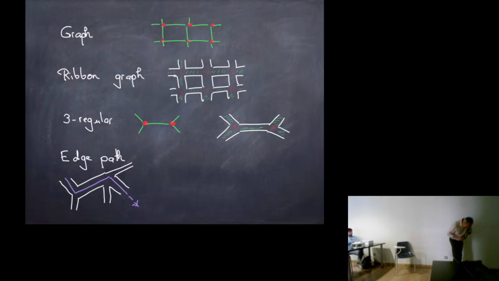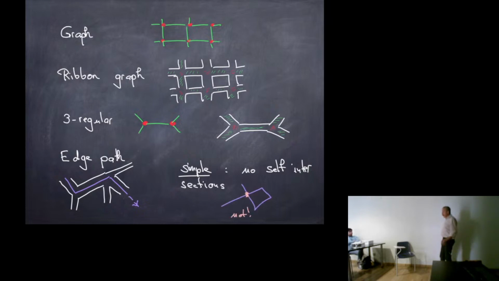There. So you go along the paper. And simple means that there are no self-intersections. Here you have a counterexample of a path that would self-intersect.